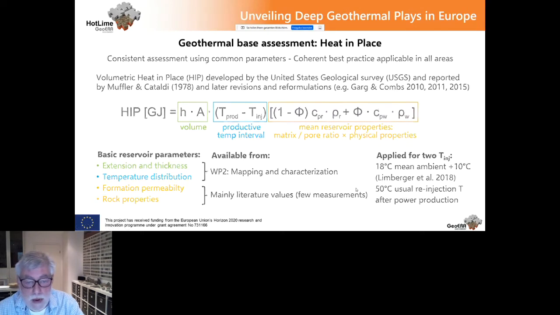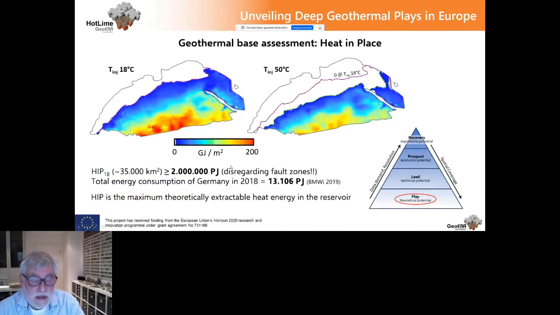One example for an area, so that's the difference between the 18 degree reference temperature and the 50 degree temperatures. You see, the interesting area shrinks with a higher reinjection temperature. But still, this area, which is about 35,000 square kilometers, has a stored heat of more than 2 million petajoules. That's a big number. It's a 1 by the power of 15. It's easier to understand when you compare it. The total energy consumption of Germany in 2018 was 13,000 petajoules.